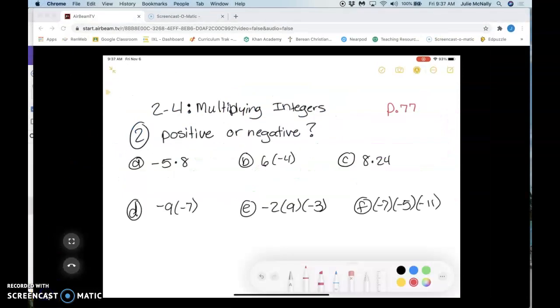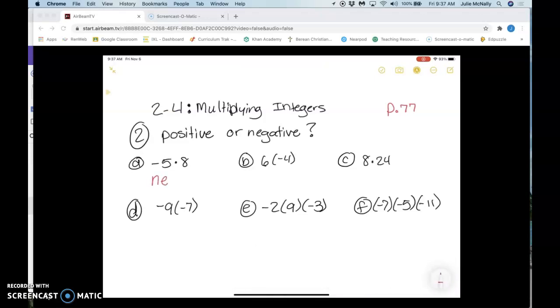Okay. So number 2 says, is it positive or negative? We do not have to solve these problems. We just have to tell if the answer is going to be positive or negative. Remember, if it has one negative, the answer will be what? Negative. So letter A, is the answer positive or negative? Positive.